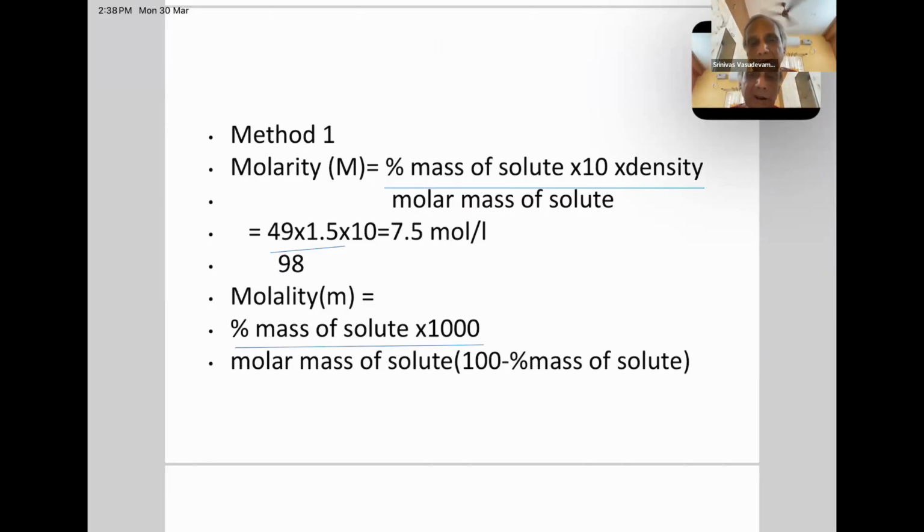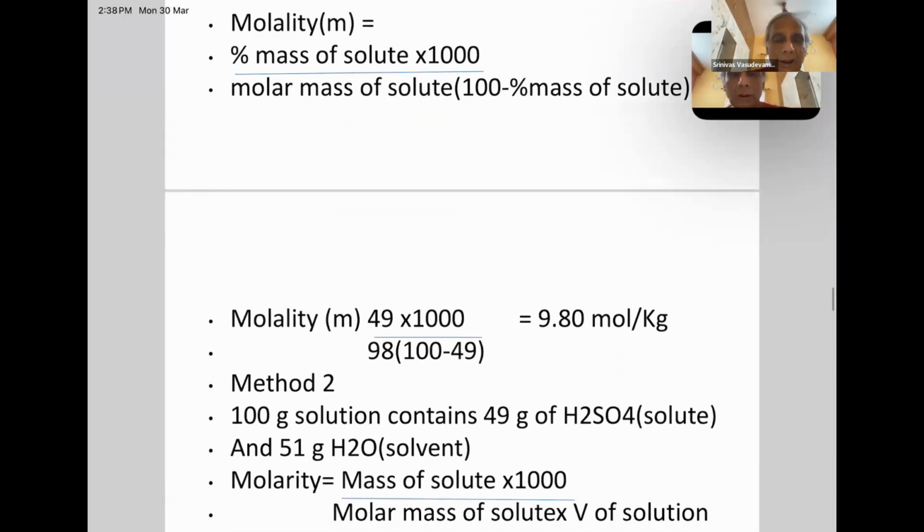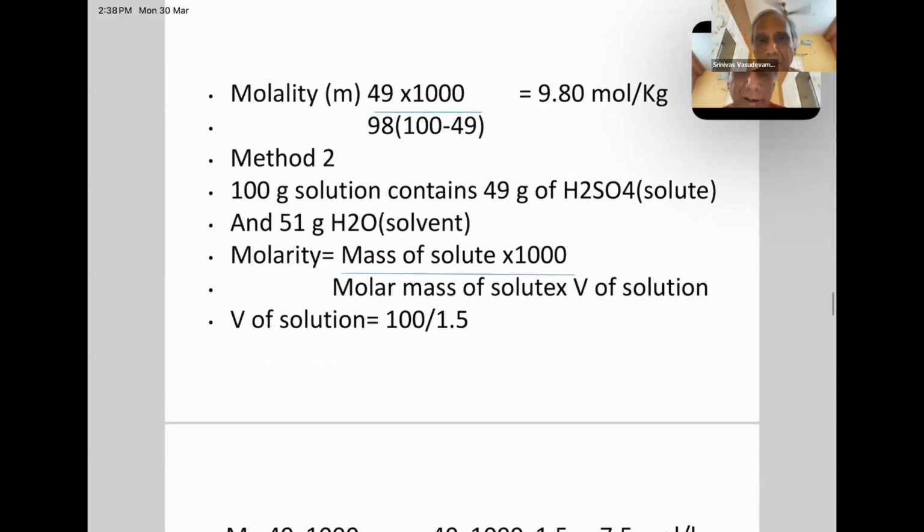Molality is percentage mass of solute by molecular mass of solute into 1000 divided by 100 minus percentage mass of solute. So 49 by 98 into 1000 divided by 100 minus 49. So it is equal to 9.80 mole per kilogram.